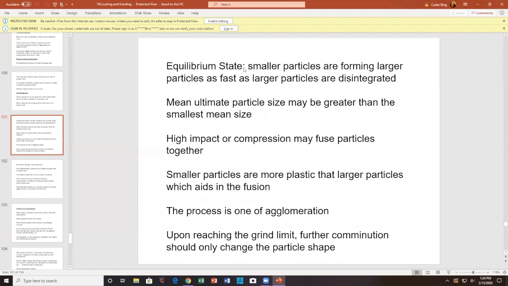An equilibrium state exists. Smaller particles are forming larger particles as fast as the larger particles are disintegrating. See, an attrition mill will prevent larger particles from forming. So the mean particle size may be greater than the smallest mean size. High impact or compression may fuse particles together. That's interesting. One of the mechanisms of agglomeration is basically fusion or sintering.